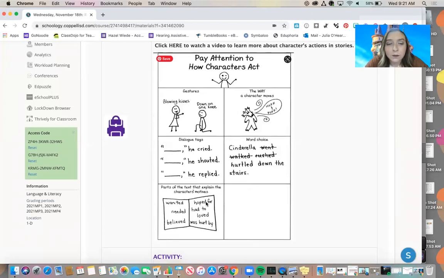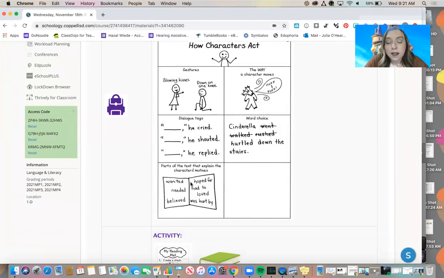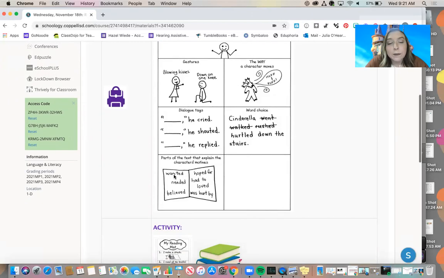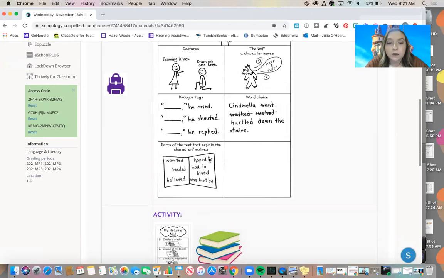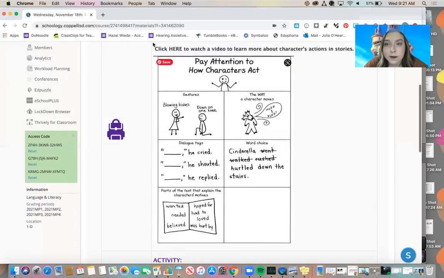And we also want to see sometimes our characters have motive. That means they have a reason for what they're doing. So we might see words like Cinderella wanted, or Rapunzel needed to get out of the castle, or she hoped for her prince to come save her, or something like that. So we want to look for motive that our characters might have.